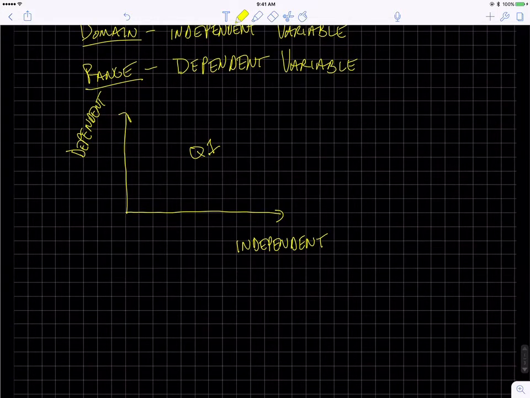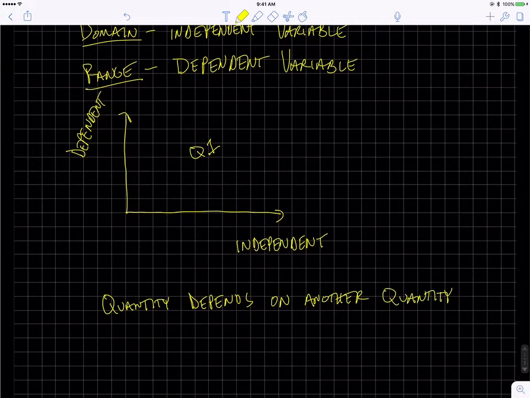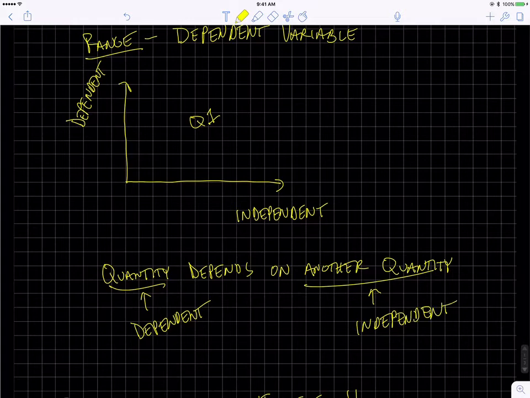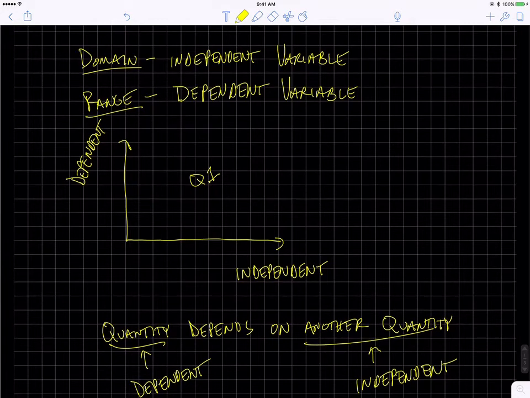And so we want to remember that they'll usually say whatever quantity, we might see some phraseology like this, depends on another quantity. So this quantity would be the independent, no, sorry, that's dependent. So that's the dependent because it depends. And that would be the independent. A lot of times that's time, but not always.